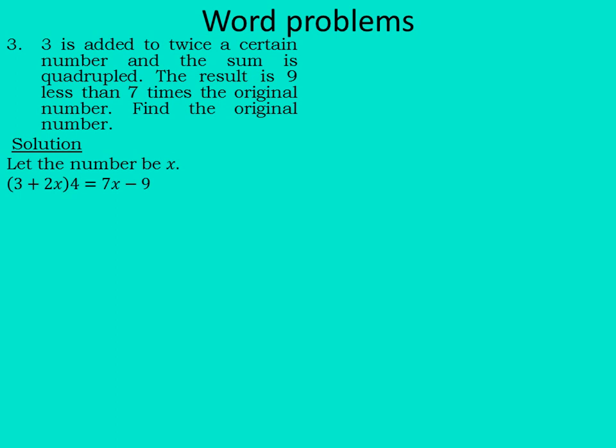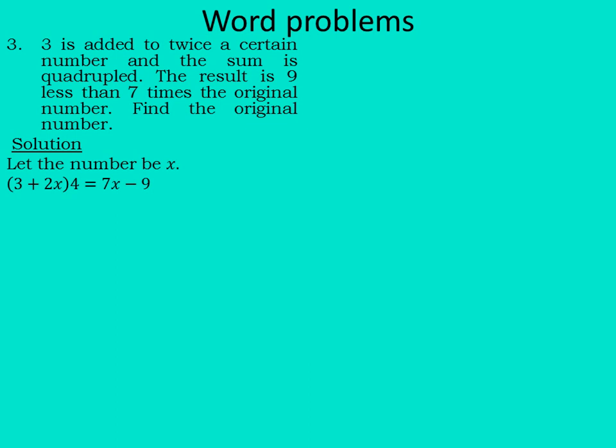But the sum of 3 plus 2x, that's what? 3 plus 2x. And the sum is quadruple. So you multiply 4 through the whole 3 plus 2x. The result is 9 less than 7 times the original number. 7 times x, that will give us 7x.